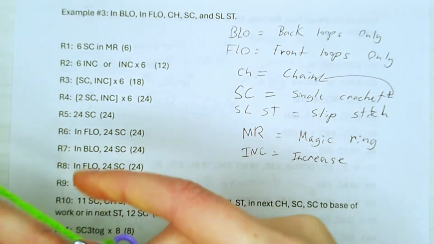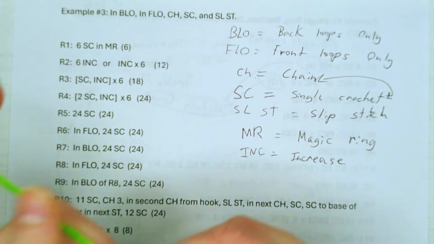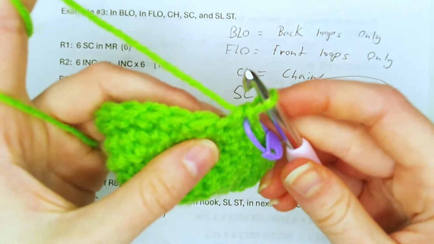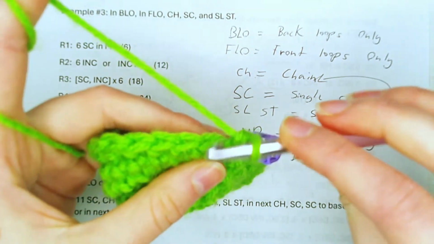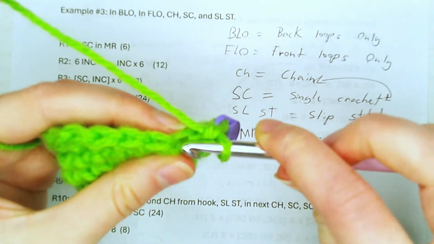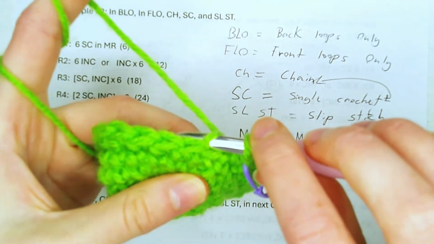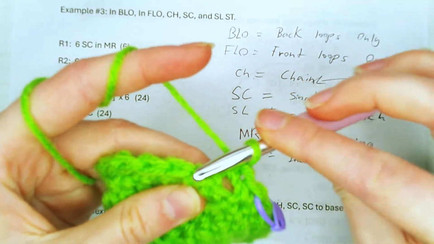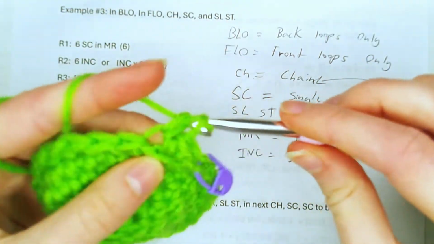So now round 7 is in the back loops only, 24 single crochets. Instead of going in the front loops like we normally would from last round, we are going to go into the back loops. So we're going to go like this. We're going to hook the back loop and then just insert a single crochet in there.